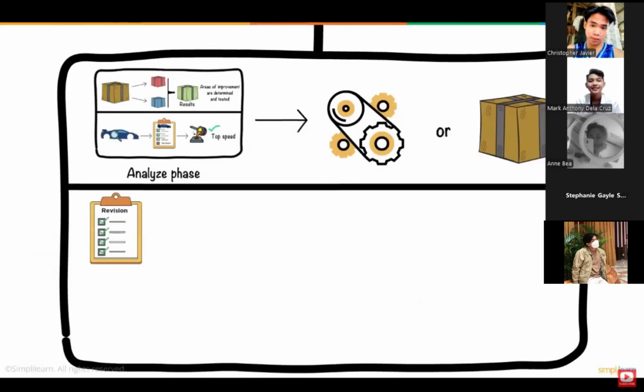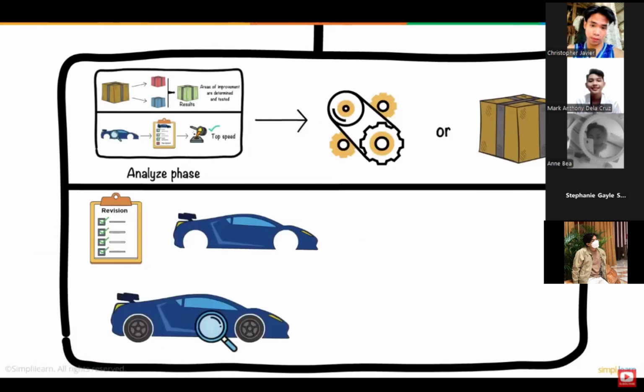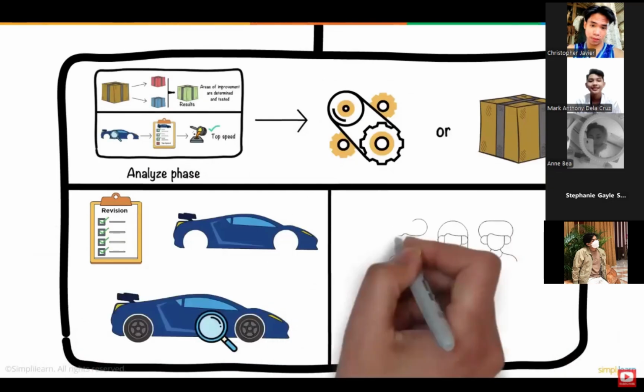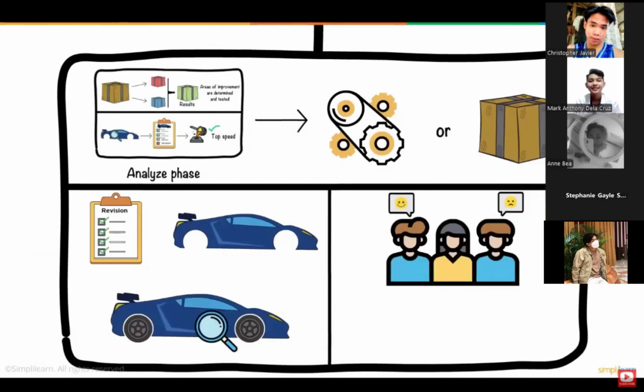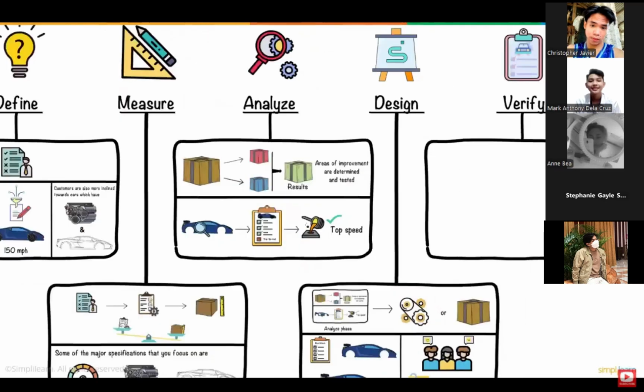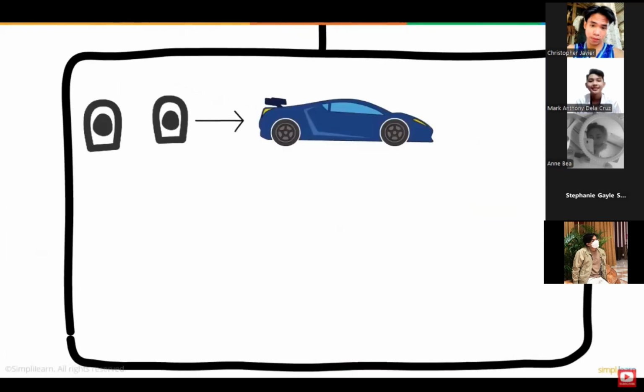Revisions are made to the model, and the car is manufactured with the new material. The analysis phase is repeated based on the new design. You also bring a focus group and see how they receive it. Based on their feedback, further changes are made. And finally, in the verify phase, you check whether the end result meets or exceeds customer requirements.